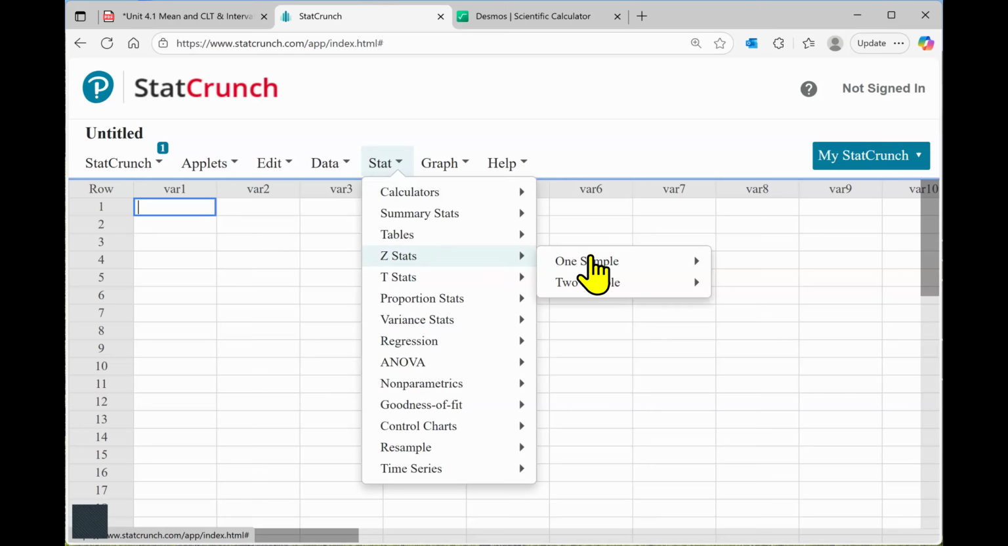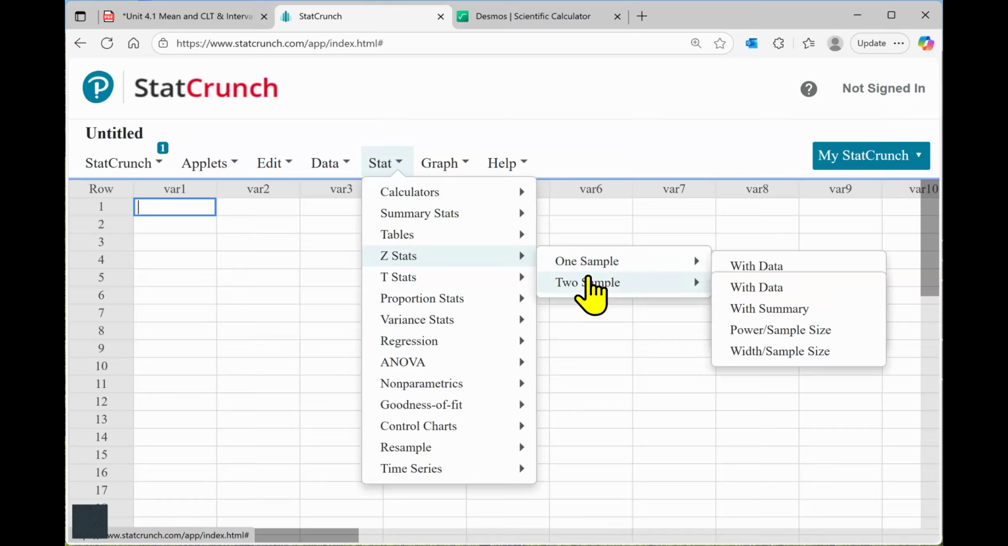Like, do you have one sample or do you have two samples? In this case, you realize we have a single sample of 15 birds. And you don't have data. For example, I don't have a spreadsheet full of information as to how much bird number one weighed, how much bird number two weighed, and so on. We only have summary statistics. So we're going to select with summary.